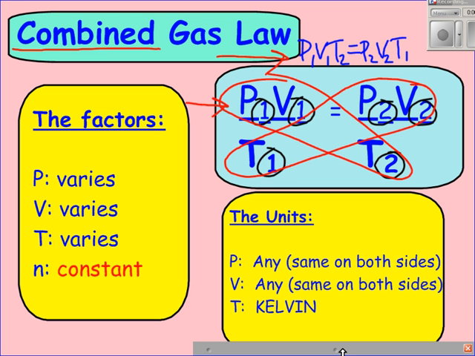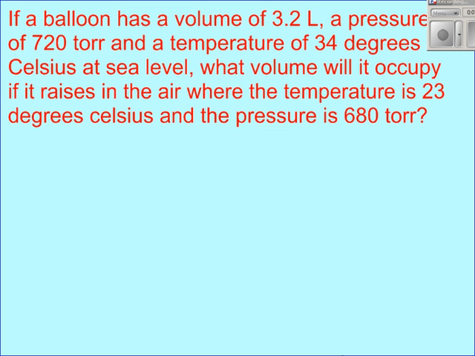Finally, notice the units that each of our variables have to be in. Pressure and volume can still be in any unit so long as they are the same on both sides, whereas temperature still needs to be in Kelvin. Now that we know the law, let's look at an example.